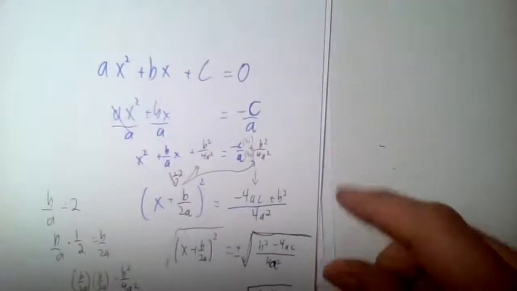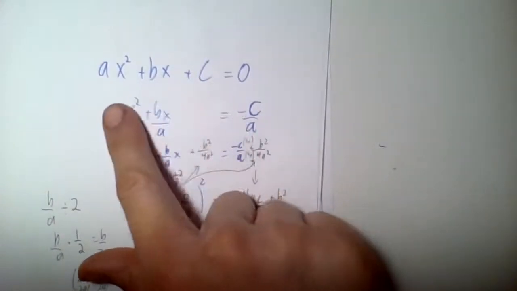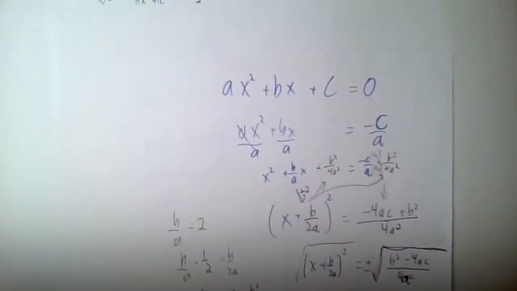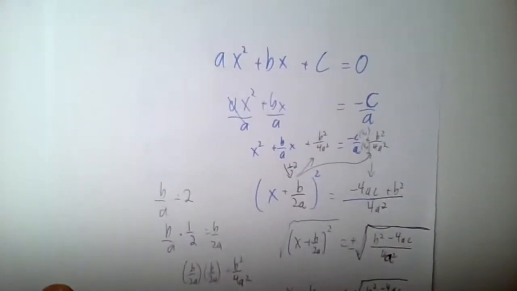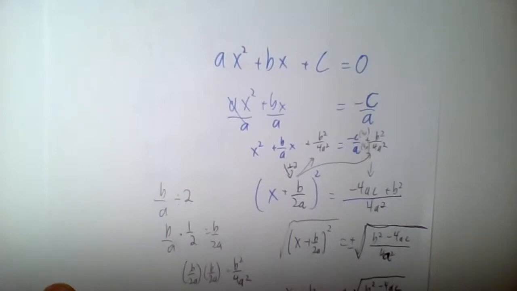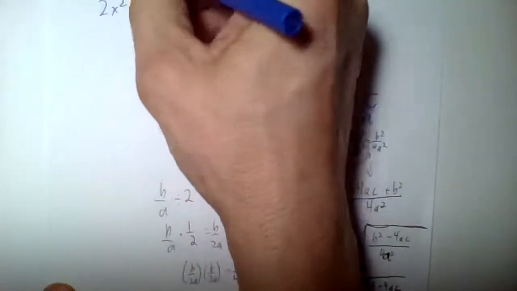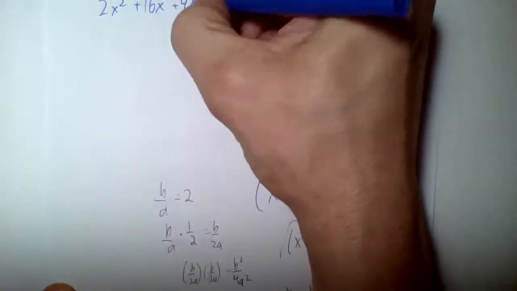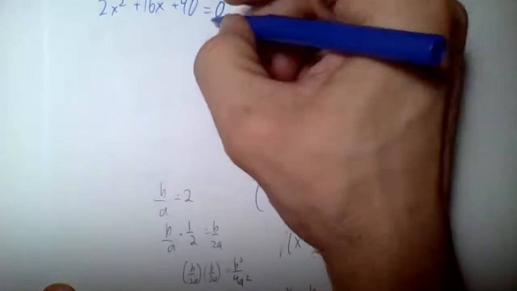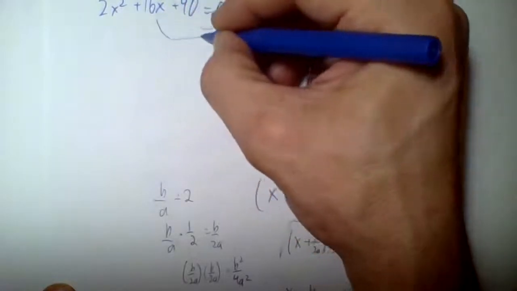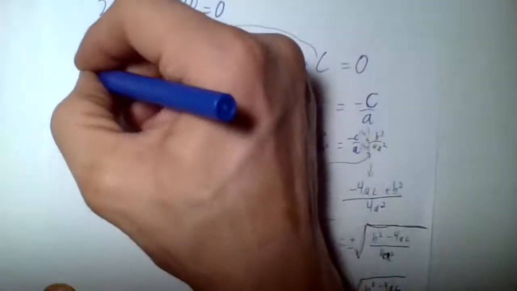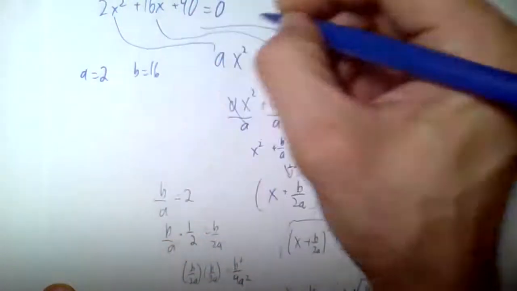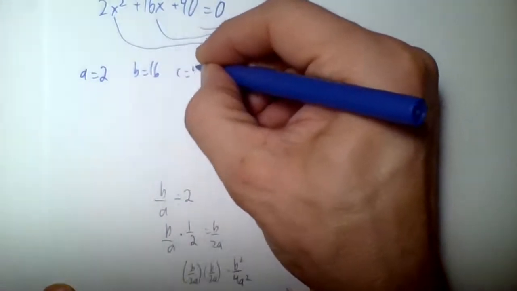Well, the thing I got to notice is that I want to get my a, b, and c from this form. So I want all the terms on the same side to start with. So if I'm starting with 2x squared plus 16x equals negative 40, I'm going to move that and make it a plus 40 on that side, so I have the 0 form. Now I've lined this up. I know what a, b, and c are. I know a is 2, b is 16, c is 40.